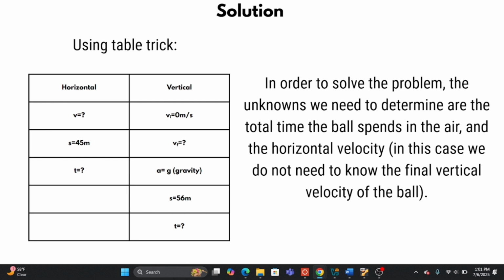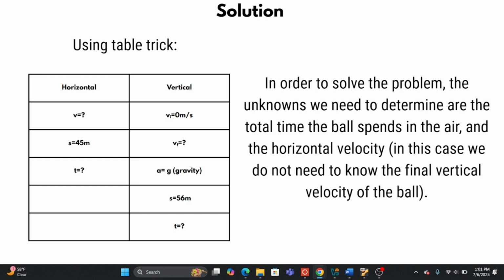So using our table trick again, we can see that the horizontal displacement of the ball from the base of the building is going to be 45 meters. Initial vertical velocity is 0 meters per second because it was thrown horizontally. The acceleration is g, and the building is 56 meters tall, so the vertical displacement will be 56 meters.